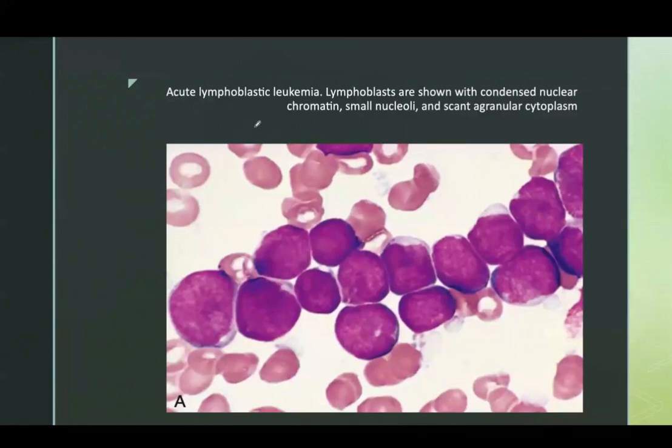Now coming to acute lymphoblastic leukemia, lymphoblasts. These are the lymphoblasts you can find, and you can also see a condensed nuclear chromatin. See this picture carefully.